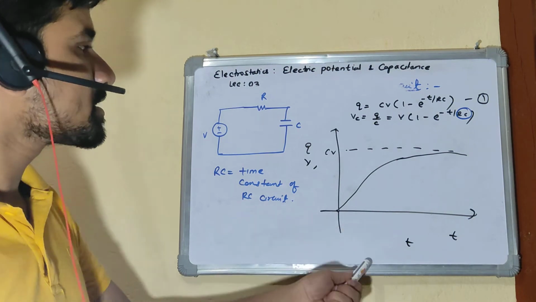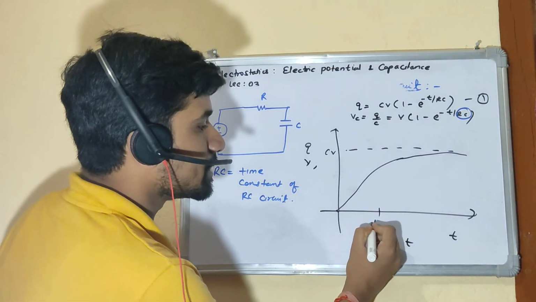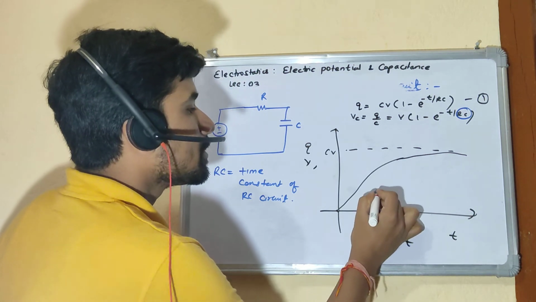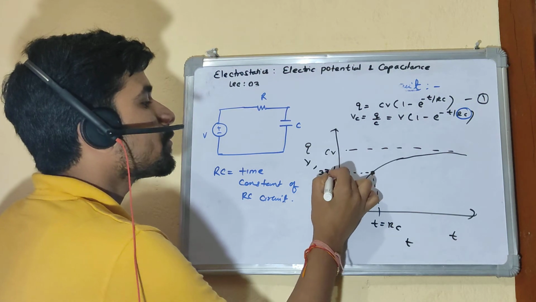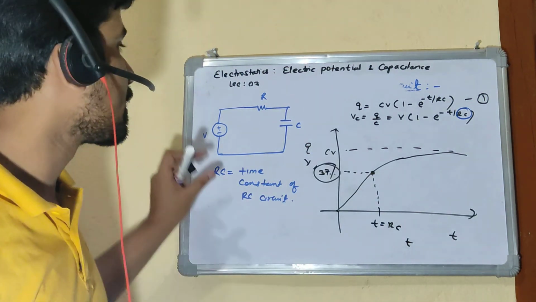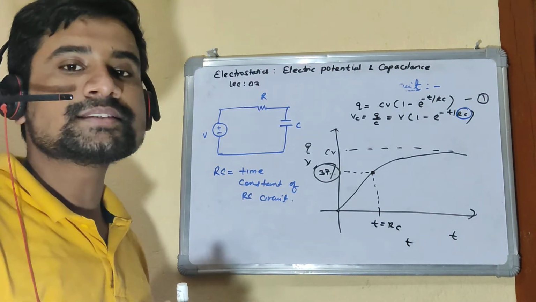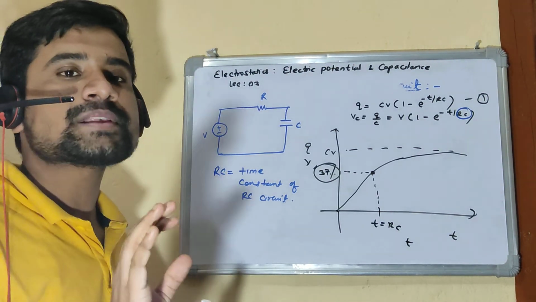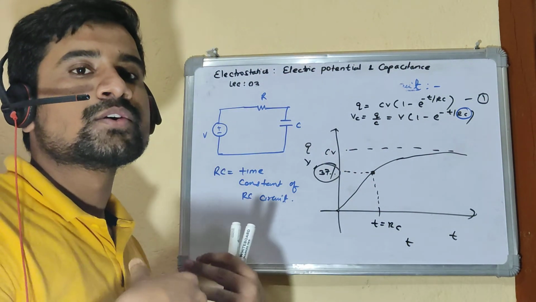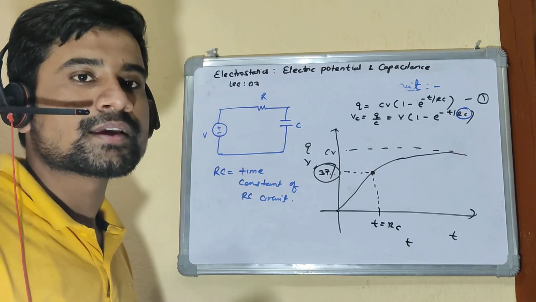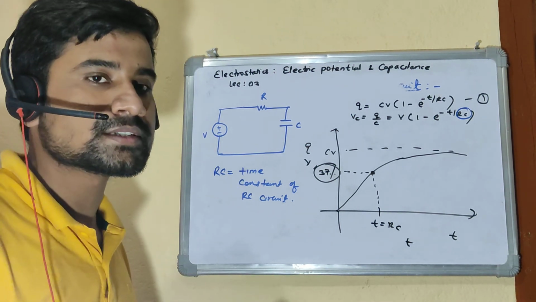So if you see in this graph, at t equal to RC, the capacitor will be charged to around 63% of its total voltage, right? And generally it is said and proved that a capacitor needs a net of 5 time constants to get fully charged, right? It needs 5 time constants to get fully charged.